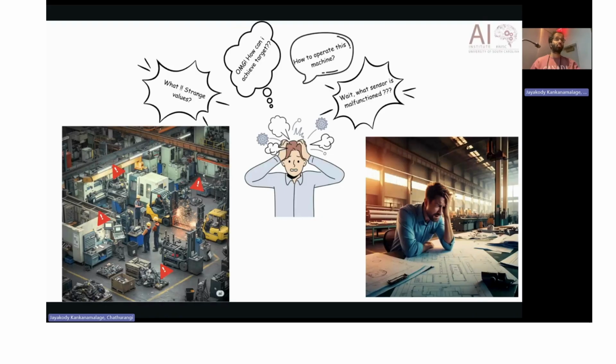So there are some strange values that occur. Anomalies occur. So how are you going to deal with it? How can I achieve certain targets? How can I achieve certain production goals? So how are we going to do all these things, and how to operate this machine? Certain machines, you don't know what the machine is about. How are we going to know about certain characteristics of machines and so on? So these are the premises that we are going to work with. So let's go to the demo.